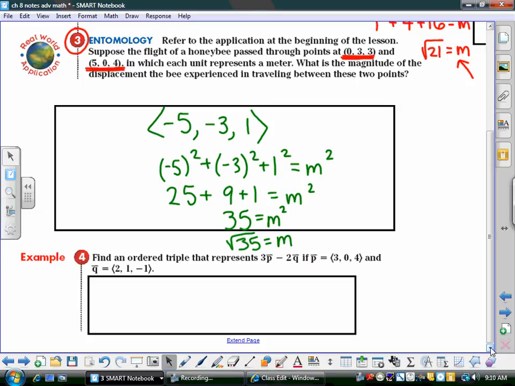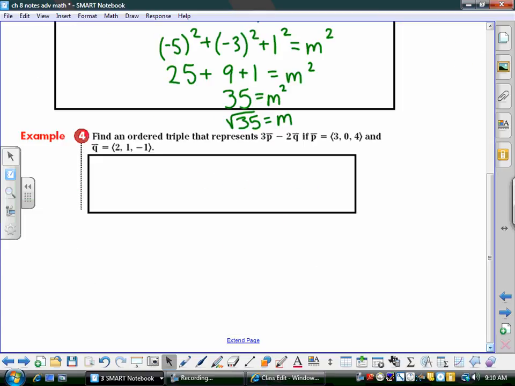We can also add and subtract vectors in 3D. It's going to work the same way it did in the last section. If we want to do something like 3p, we're going to distribute the 3 to all 3 parts. 2q, the same way, we're going to distribute the 2 to all 3 parts. And then just subtract the vectors. Subtract the x's, subtract the y's, and subtract the z's. So let's see what we would get.